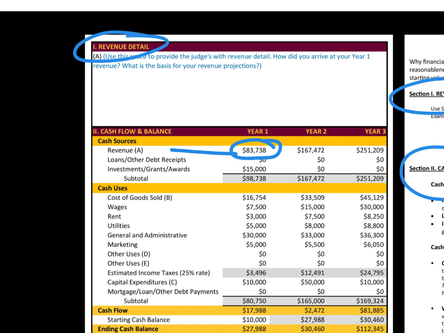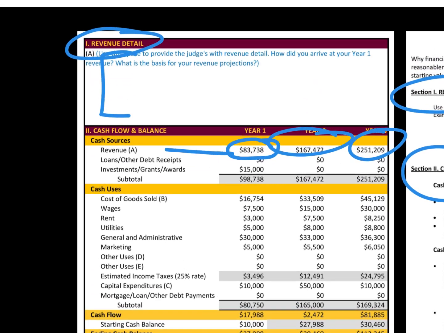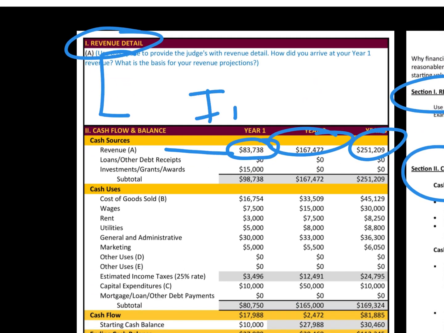In this section, A, you're going to tell the judges how you came about that number. If you have a product, for example, how many units of your product did you have to sell to generate $83,738? So just paint a picture up here in section 1, detailing for the judges how you got these revenue numbers. So revenue is money in the business, cash flow.